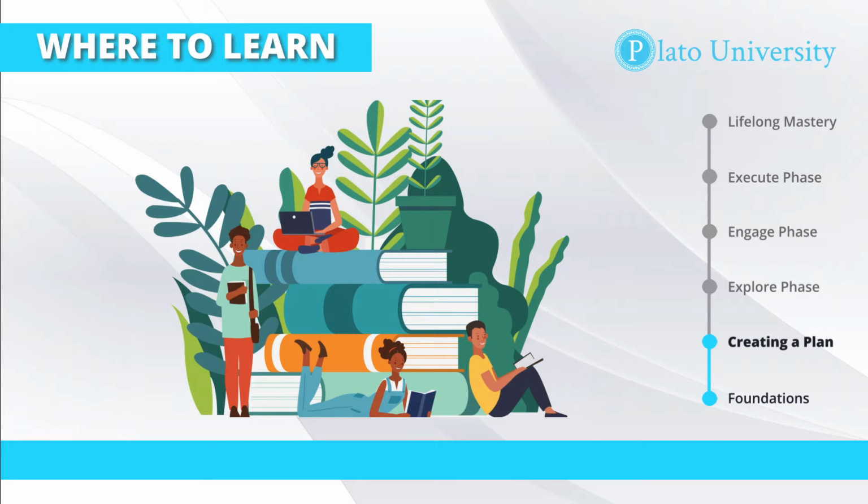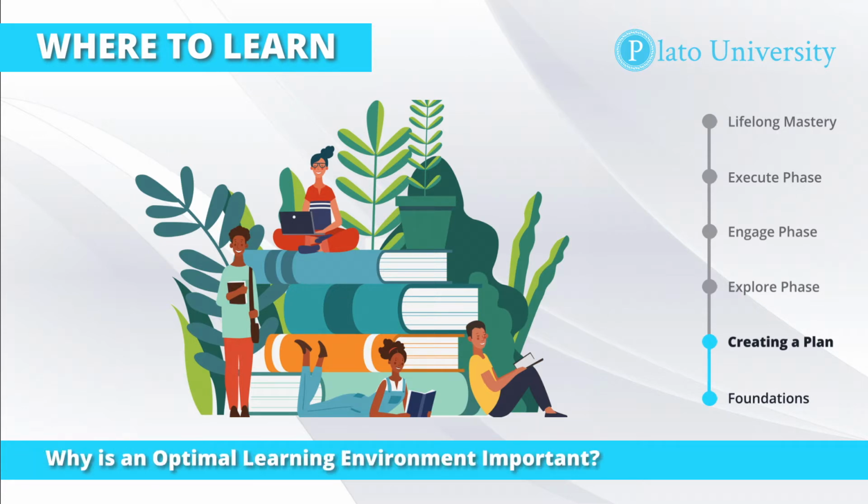Today we're going to cover both the external environment, the place that you would actually be sitting in when you're studying or learning something, and your internal environment, the things that you can do for your brain and body to make sure that you're in the most optimal state in order to learn. But before we get there, let's discuss why we should even care about setting up an optimal learning environment.